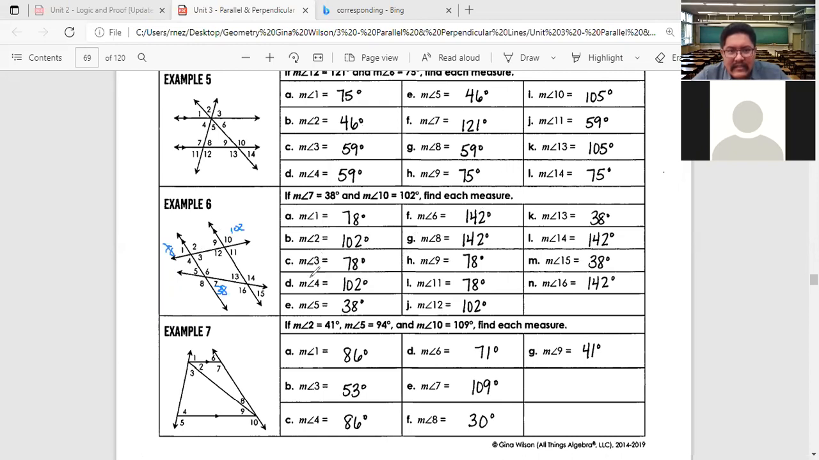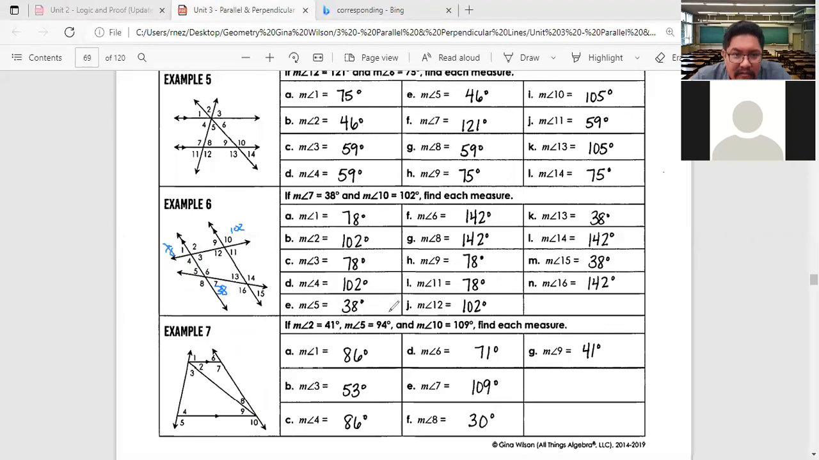All right, anyway, let's just continue going down the line. We need 3 here. So 3 and 1, right? Those are vertical, so that's going to be the same. That's going to be 78. We already did 4, so let's go to 5. How do we know that 5 is going to be 38 degrees? Well, 7 is our given, and they are vertical, so they would be the same. So 5 and 7 would both be 38 degrees.